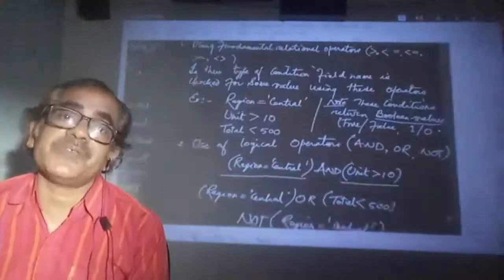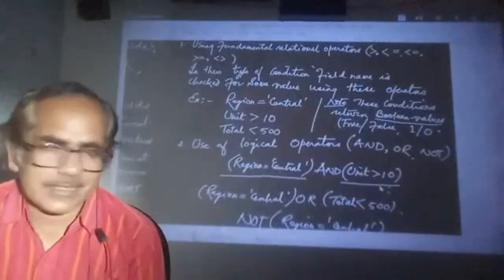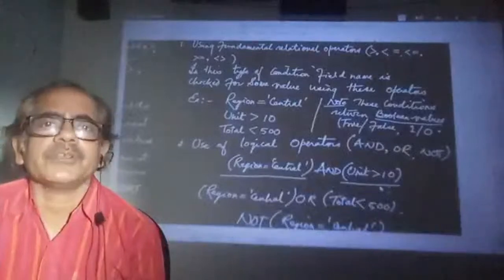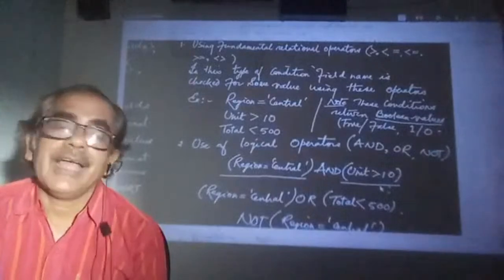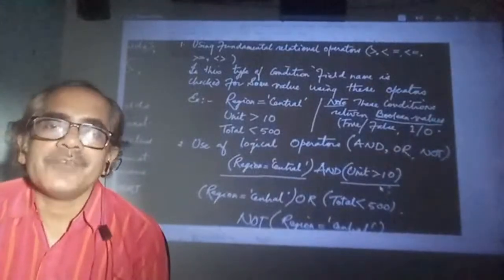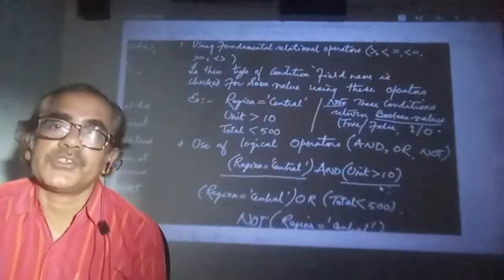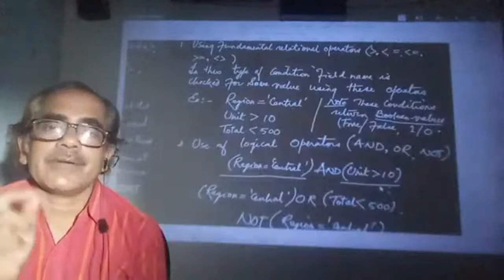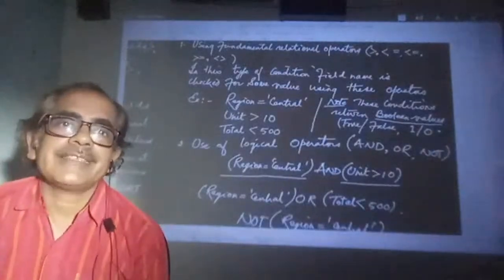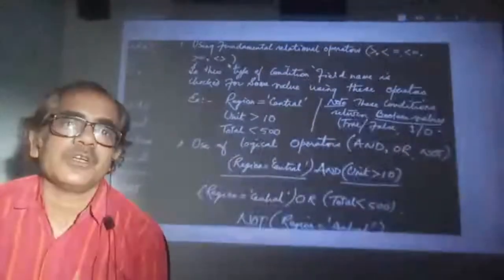Specifying a condition is very important in the table. So I was discussing, and a separate topic was also given in the book, that a condition is to be studied. I started discussing the ways of specifying conditions, and two ways I discussed last day. The first is using fundamental relational operators: less than, greater than, equal to, less than or equal to, greater than or equal to, and not equal to.